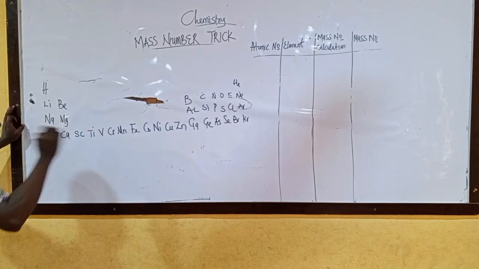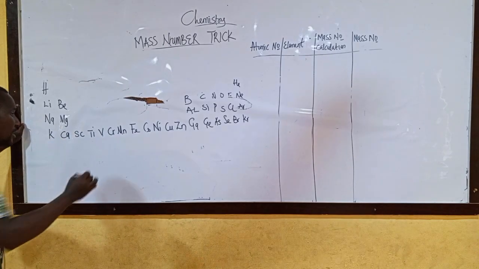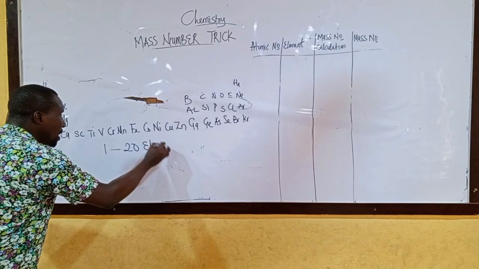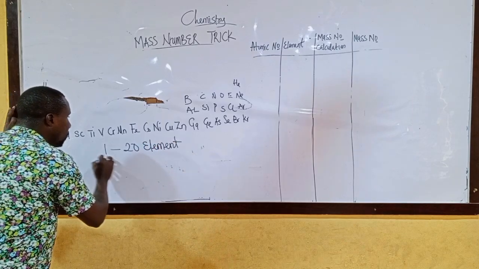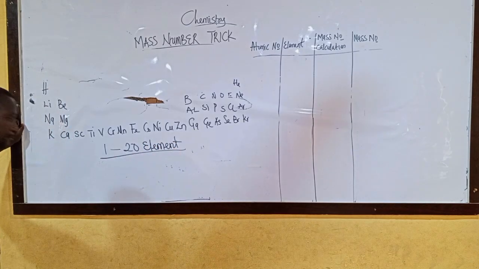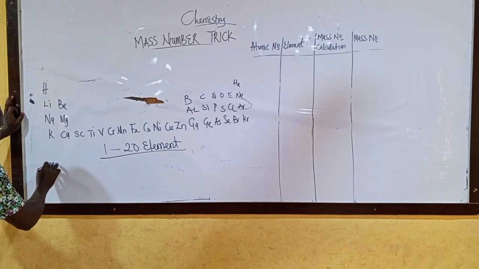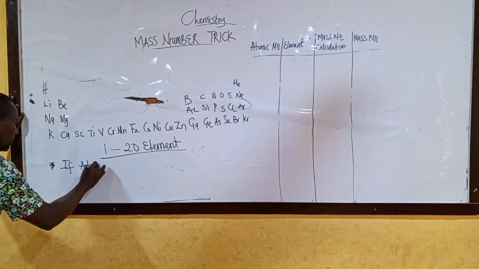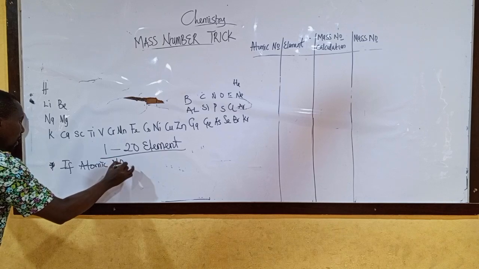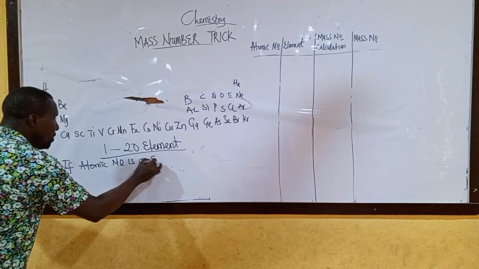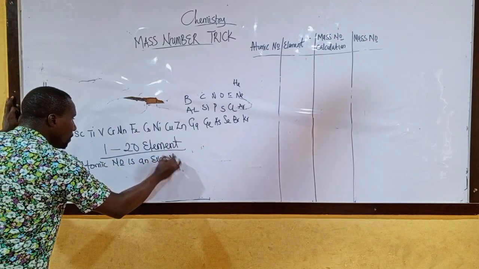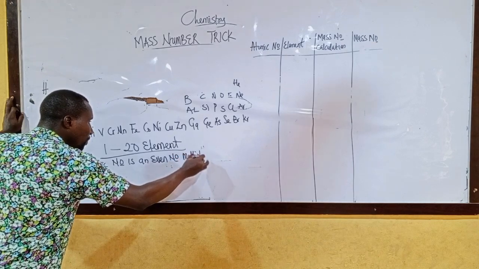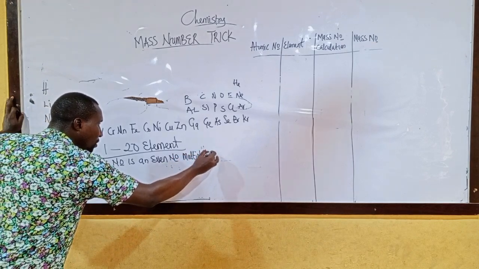This trick, the first rule I want to give you now, is for the first 20 elements. Let me first of all explain how you can get the mass number for the first 20 elements. The first rule: if the atomic number is an even number, multiply that atomic number by 2.